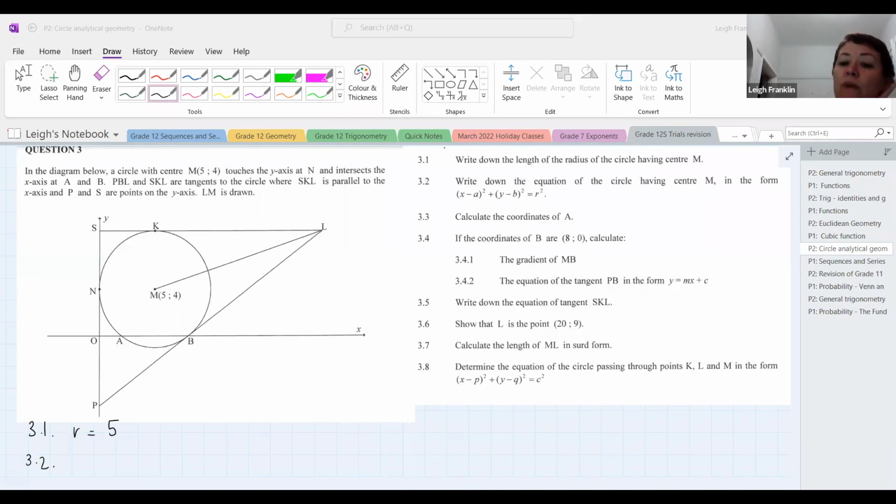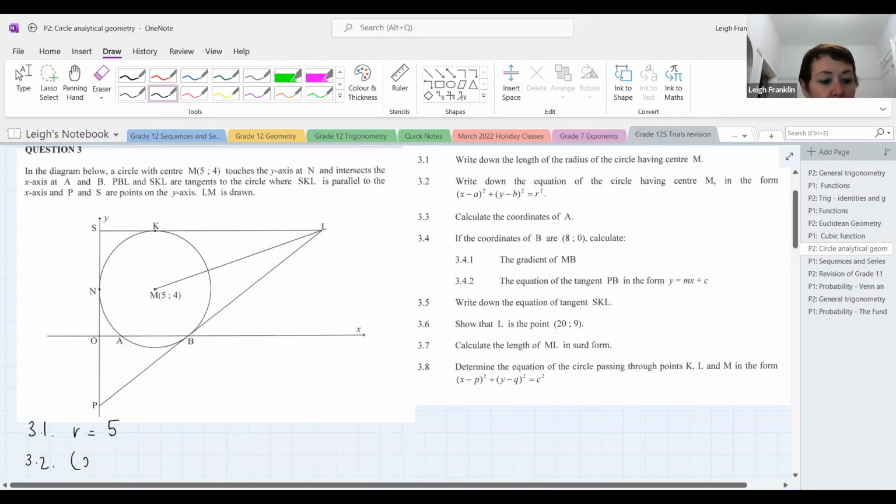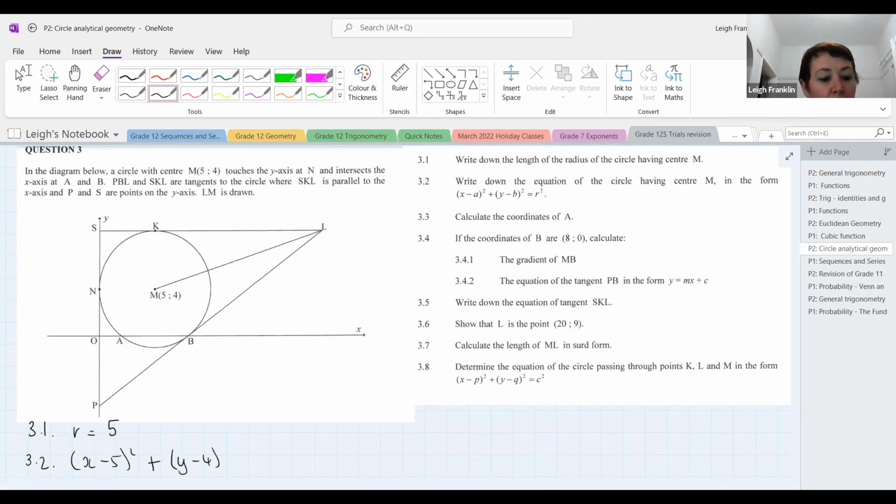So now they want us to write down the equation of the circle having center M in the form (x minus a) squared plus (y minus b) squared equals r squared. Okay, so we would write that as (x minus 5) squared plus (y minus 4) squared equals 25. Does that make sense? Because it would be equal to r squared, and we've already determined that the radius is 5 units long.